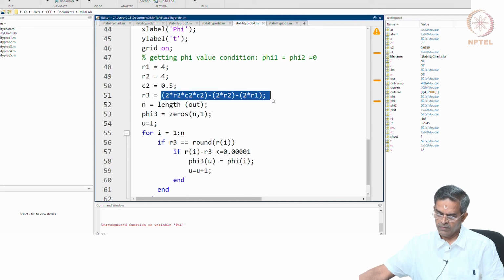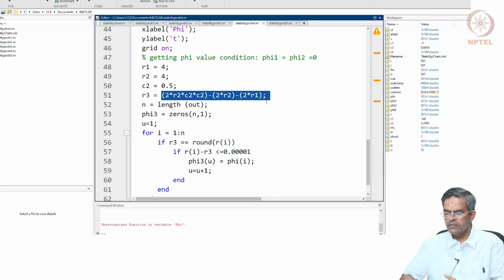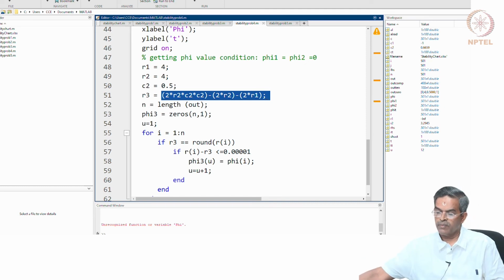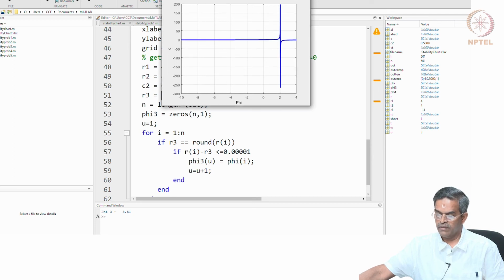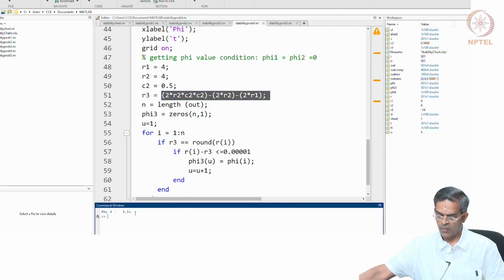Okay, this is what we have. So, we can try to run the program and we get phi as 3.51. Okay, that is phi 3, 3.51.